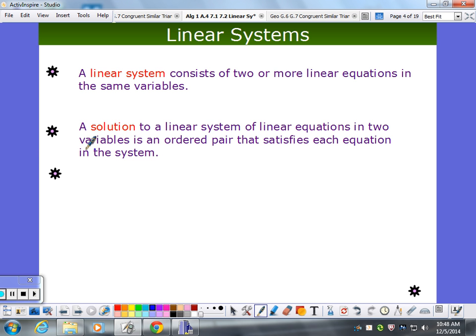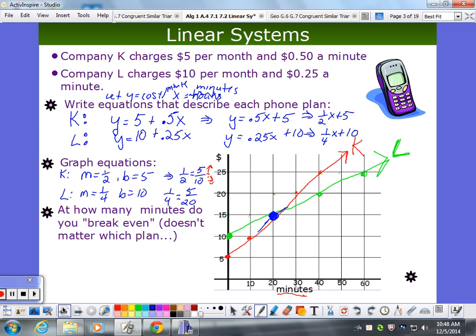A solution to a linear system, this is important, is the ordered pair that satisfies each equation in the system. What does that mean? Go back to our picture here. This is a solution to this linear system. It is a point that's on this line, and it's a point that's on that line. This XY pair, (20, 15), if you plug it into this equation, you get a true statement. And if you plug it into this equation, you get a true statement.